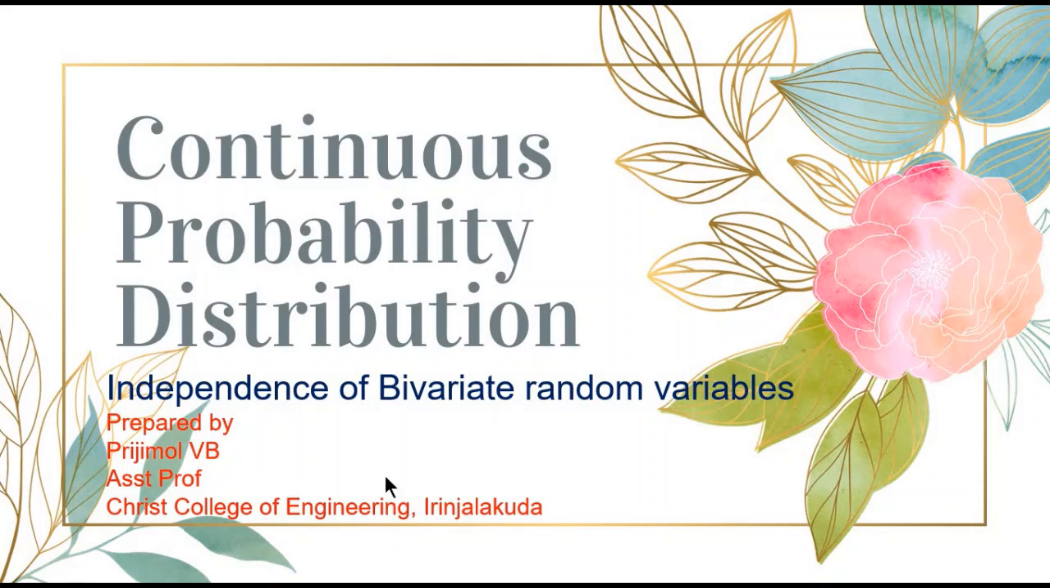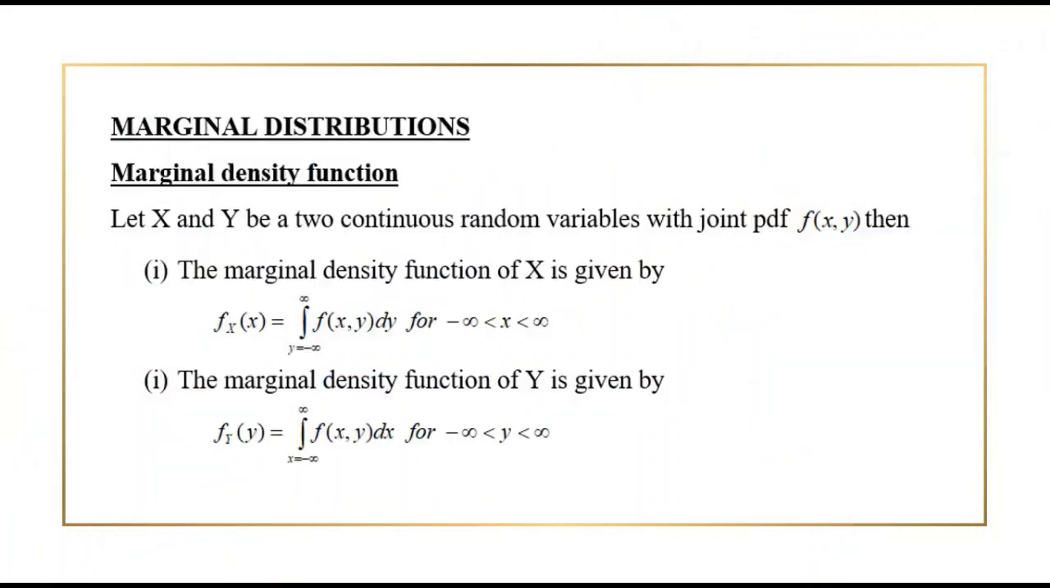Hi all, in this video I will be discussing the independence of continuous bivariate random variables. To find the marginal density function of x, we integrate the joint PDF with respect to y, taking the limits for y. To find the marginal density function of y, we integrate the joint PDF with respect to x, taking the limits for x.